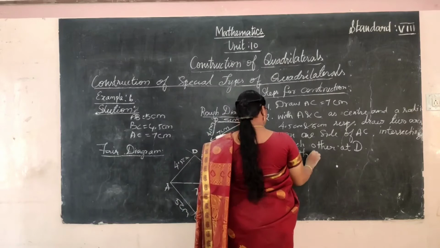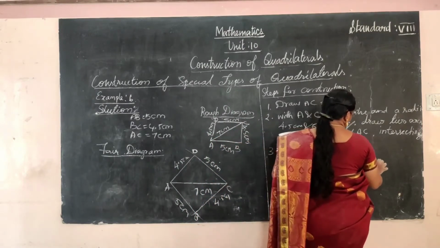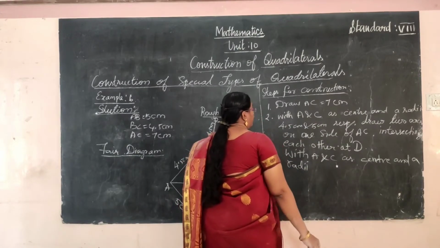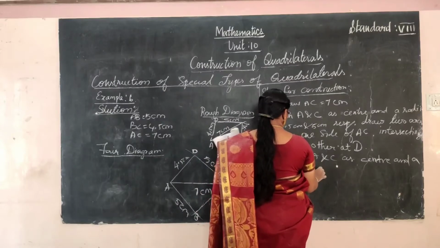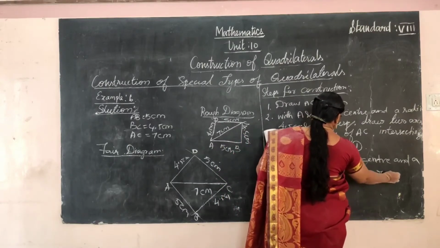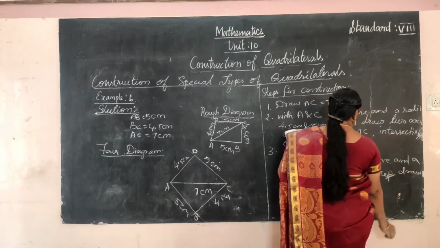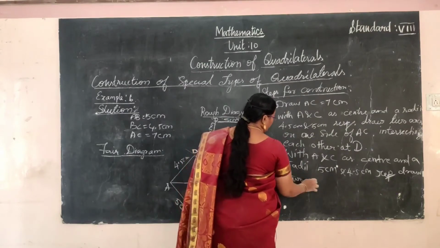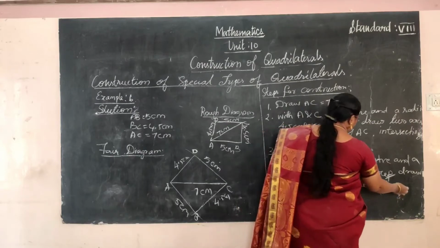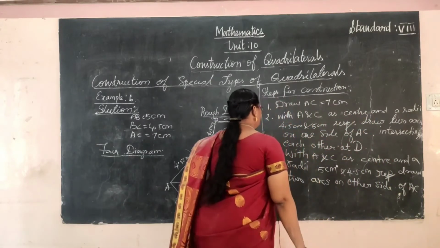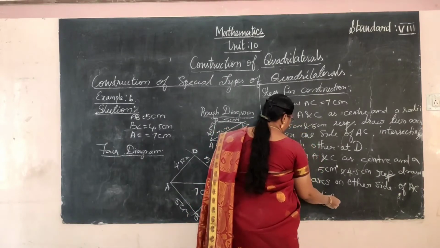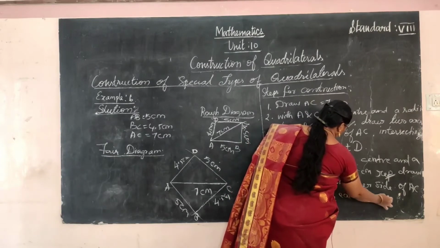And next, with A and C as center and a radius of 4 centimeter and 4.5 centimeter respectively, draw two arcs on the other side of AC, intersecting each other at B.